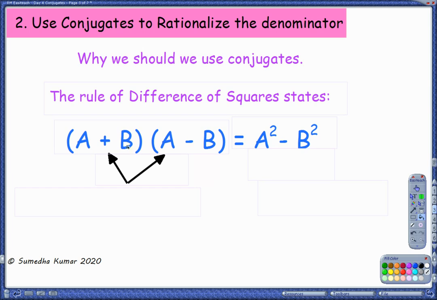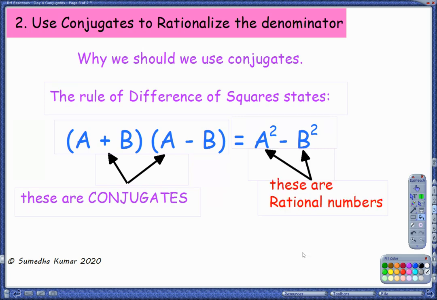So these two, this a plus b and a minus b, are the sum and the difference of the same two numbers. So these are conjugates. And on the right side, because it becomes a squared minus b squared, these will no longer be irrational radicals. They will become rational numbers. And this is the reason why we use conjugates. So let's look at a few examples.